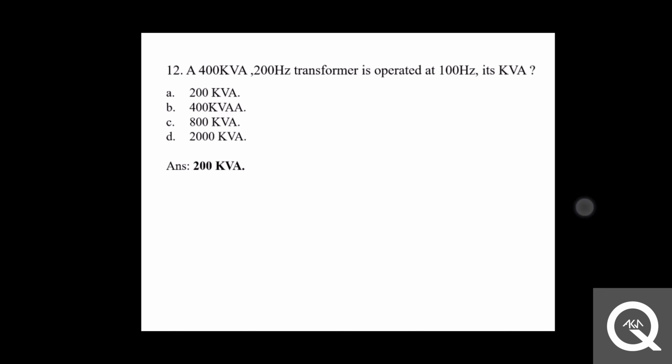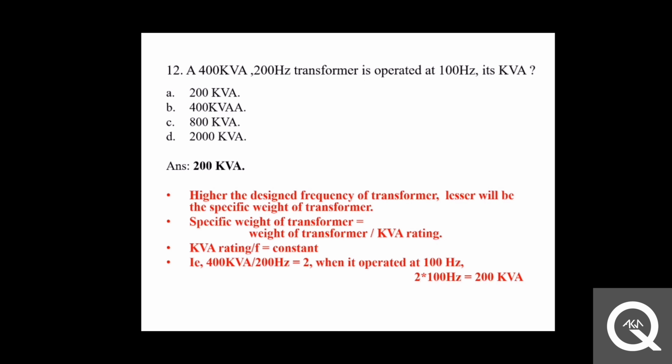The higher the designed frequency of a transformer, the lesser will be the specific weight of the transformer. Specific weight of the transformer means weight of the transformer per kVA rating. So, kVA rating by frequency is constant, that is 400 kVA by 200 Hz, which is equal to 2. So, when it is operated at 100 Hz, its kVA rating is 2 into 100, that is 200 kVA.